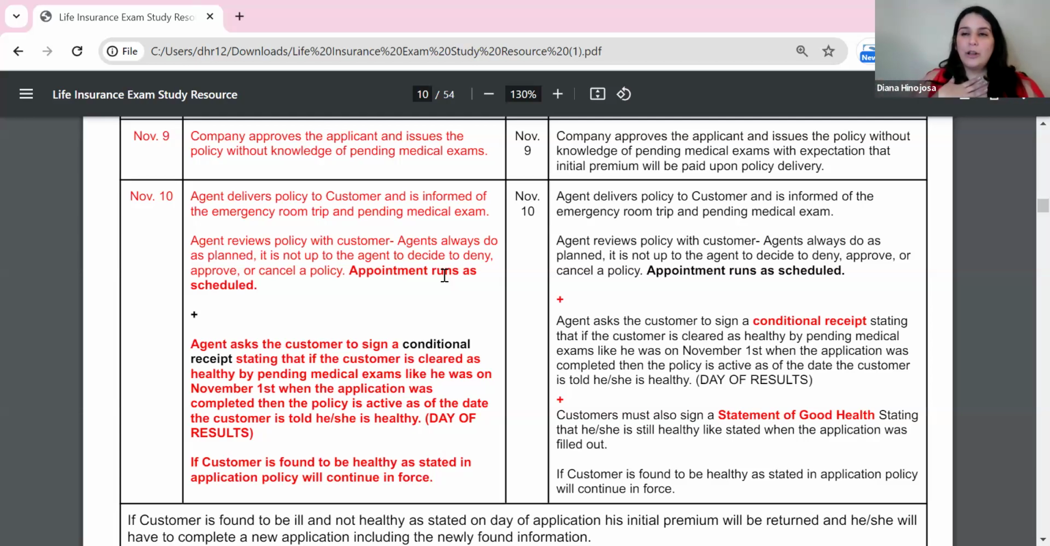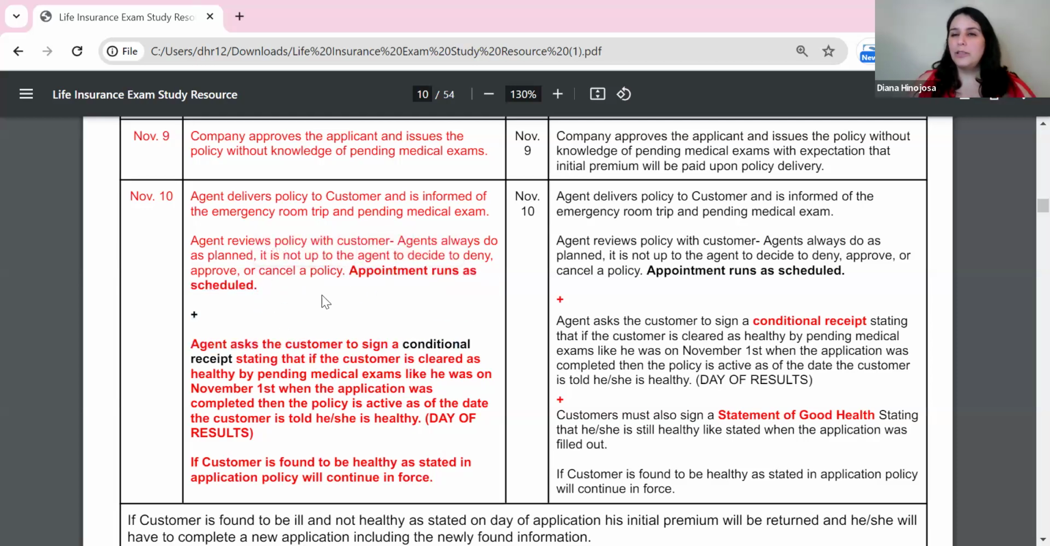What do we do? That's always a question that comes up on the test. We, the agent, have no authority to tell the customer we need to cancel. We're not going to do this anymore. I think we need a pause. We have no authority to do any of that. What does the agent do? We run the appointment as scheduled.